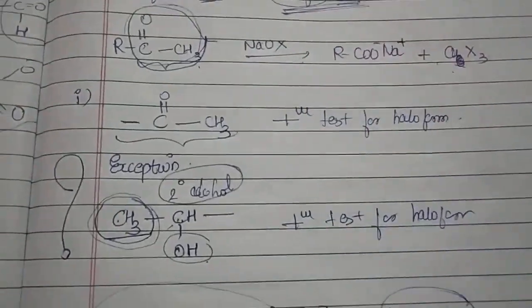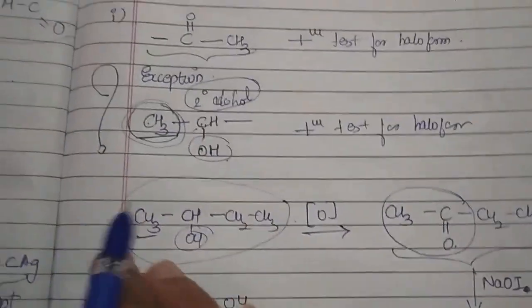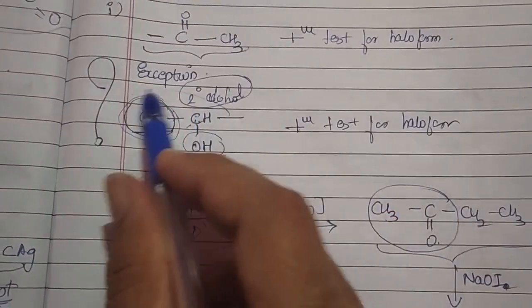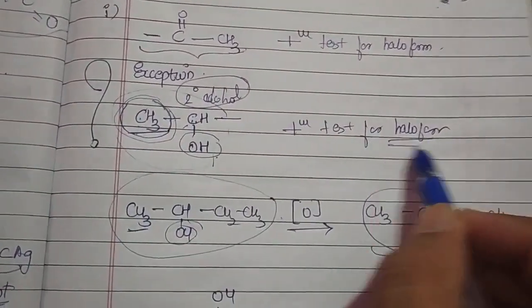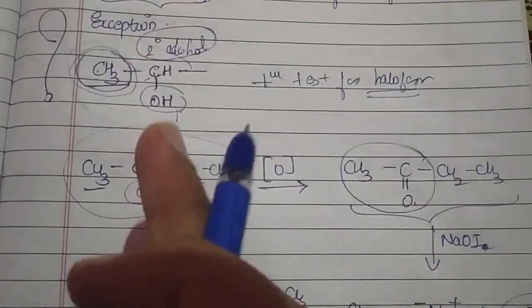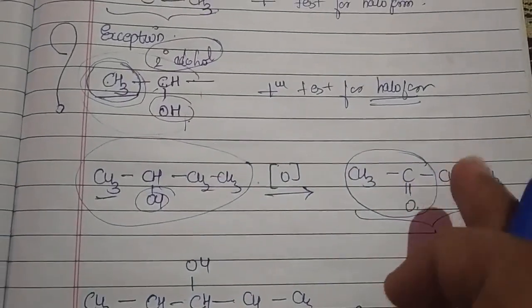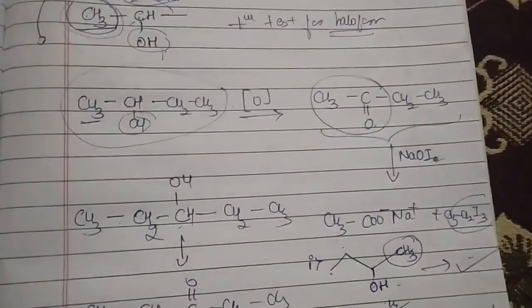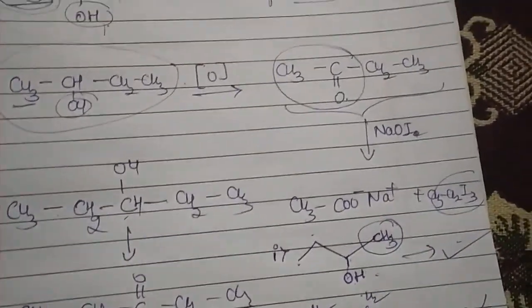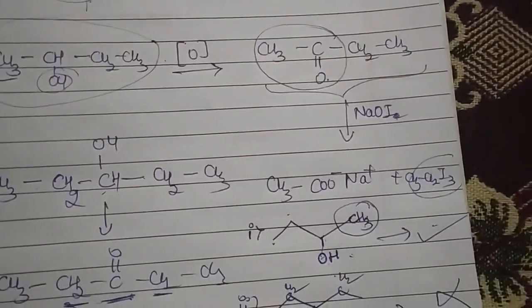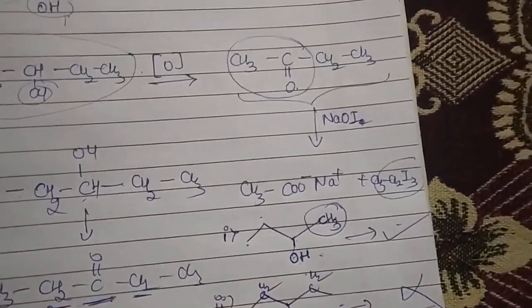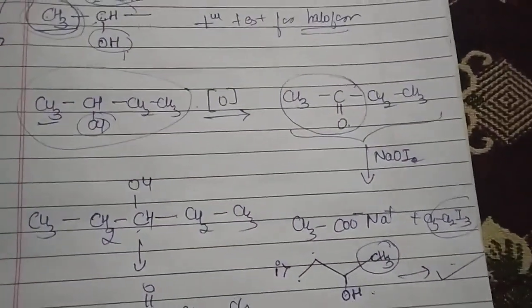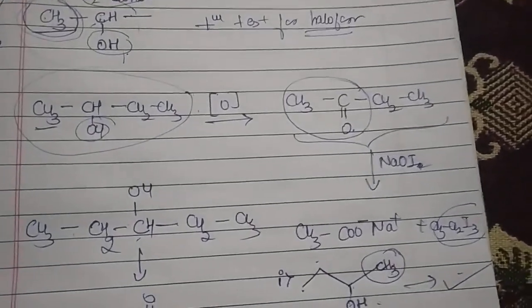Now, coming to its exception, of course, a type of secondary alcohol, of the form CH3CHOH, these compounds also undergo the haloform reaction, because when they oxidize, they give the respective methyl ketones, and once you get the methyl ketones, of course, they will undergo the iodoform or the haloform reaction. Is that clear? So today's video is very important, because we have studied what it is, and also we have understood what the exceptions are.